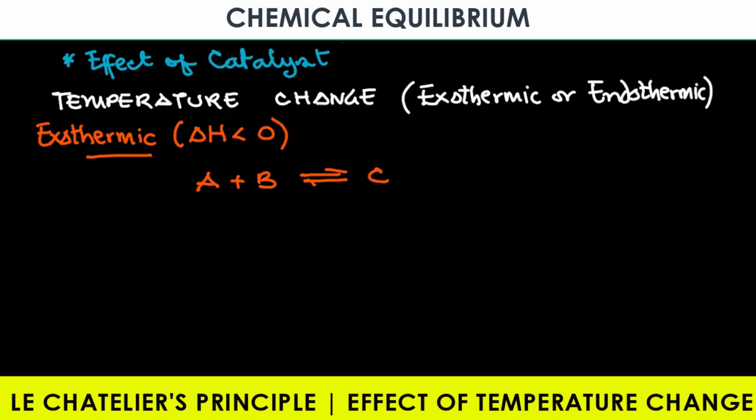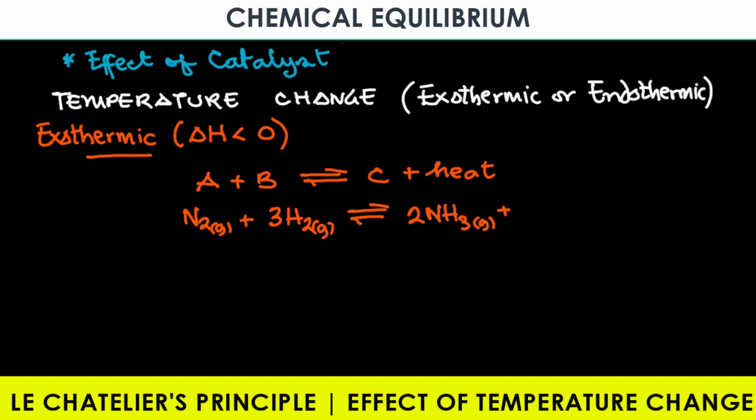In exothermic reactions, heat is given out to the surroundings by the system. So it means that heat is a product. An example of this type of reaction is the industrial manufacture of ammonia, the Haber process, which is N2 plus 3H2 giving us 2NH3 plus heat. That's about minus 92 kilojoules per mole or thereabout.